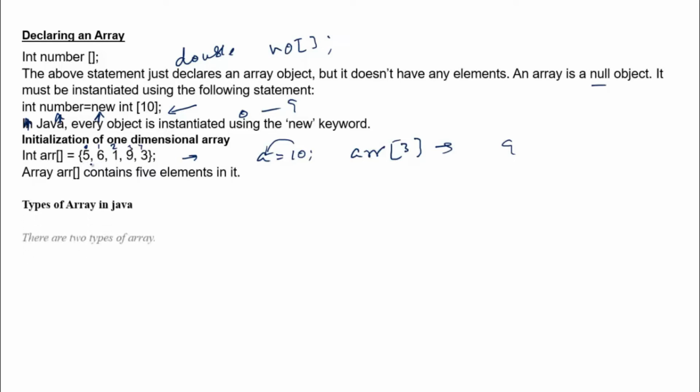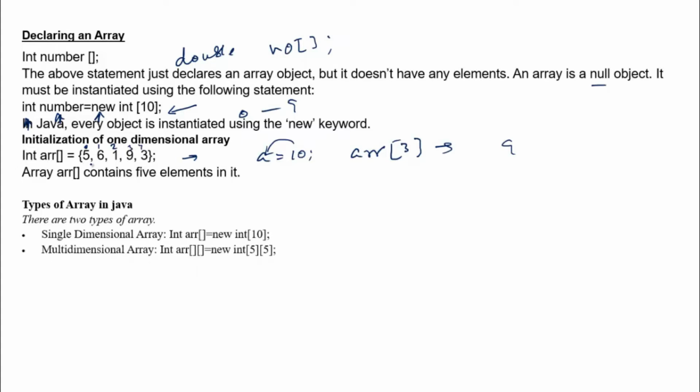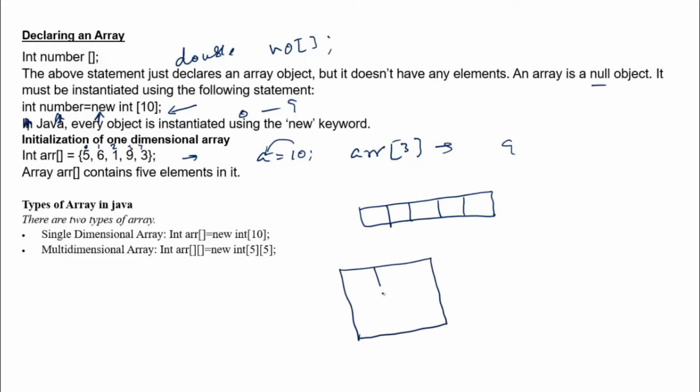Types of array in Java: there are two types, single-dimension array and multi-dimension array. A single-dimension array is stored like this in memory, and a double-dimension array is stored like this, in rows and columns.